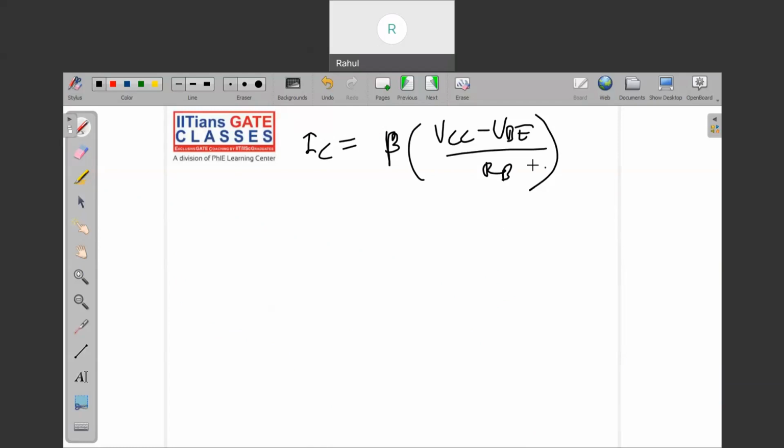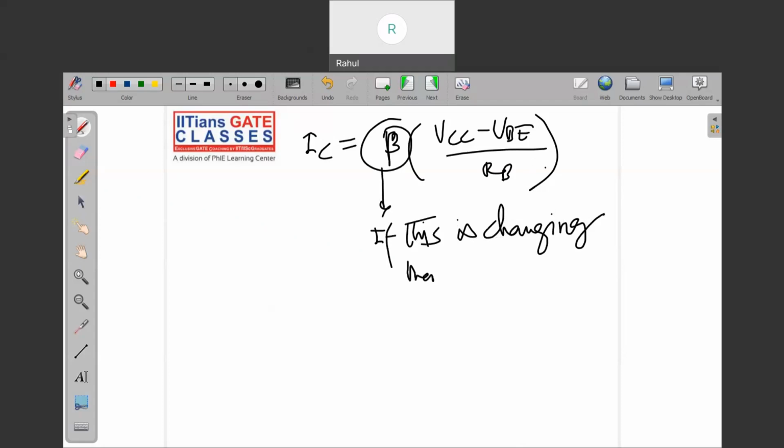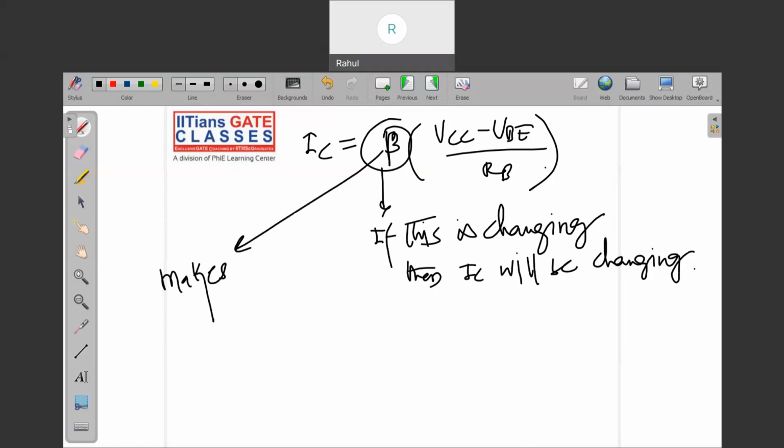If beta is changing, then IC will be changing. Understand? If IC is changing, then you can't get a constant current source, right? So this beta makes the transistor very bad.